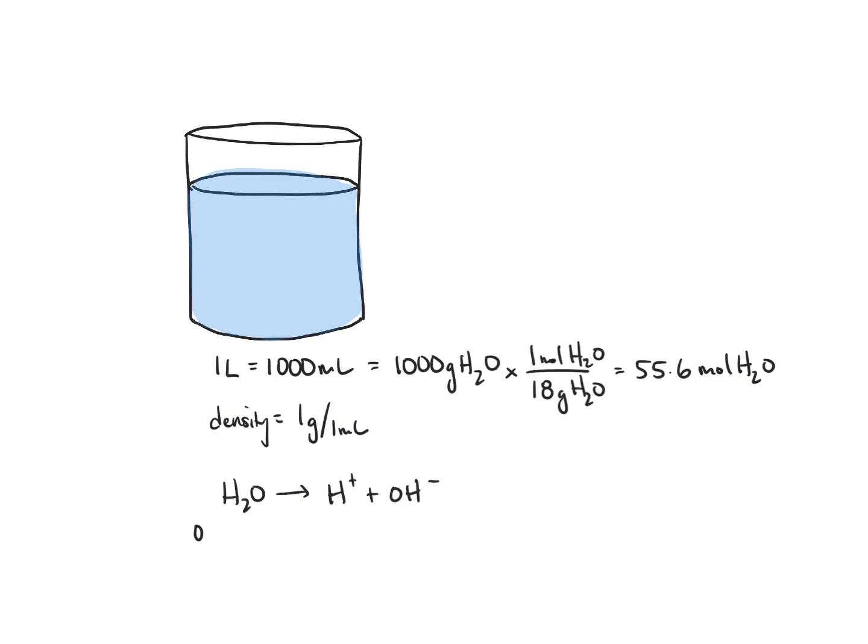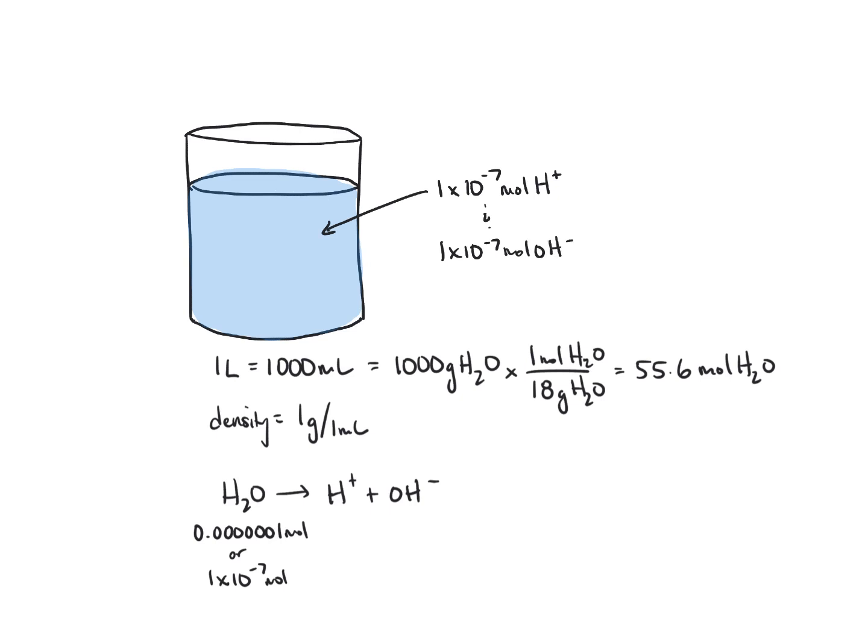Only 0.0000001 moles of these H2Os actually break up. So of those 55.6 moles of H2O, we can write that in scientific notation, only 1 times 10 to the negative 7th moles of H2O actually break up. So what does that mean? In this water, we have 1 times 10 to the negative 7th moles of H+, and we have 1 times 10 to the negative 7th moles of OH-.